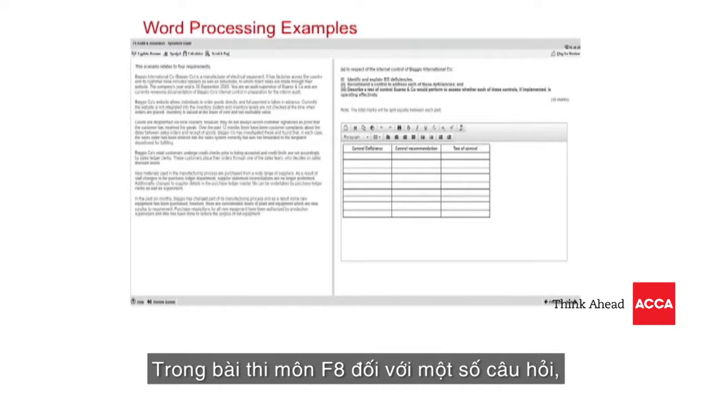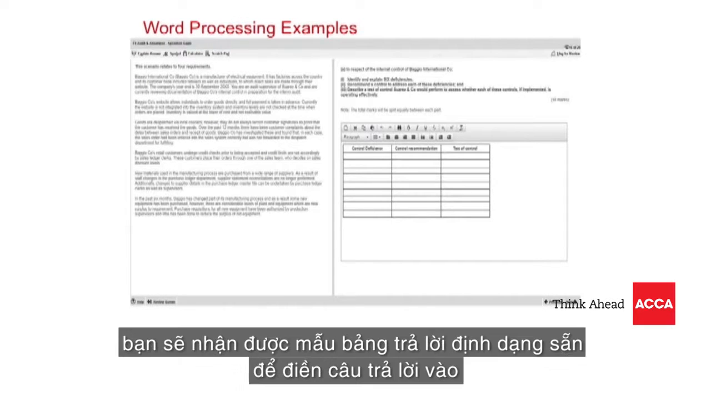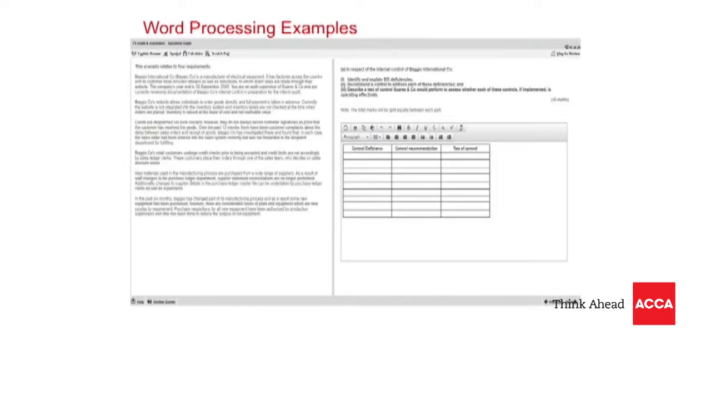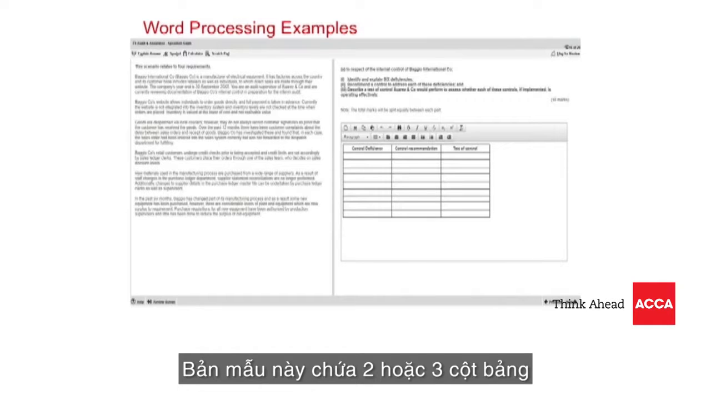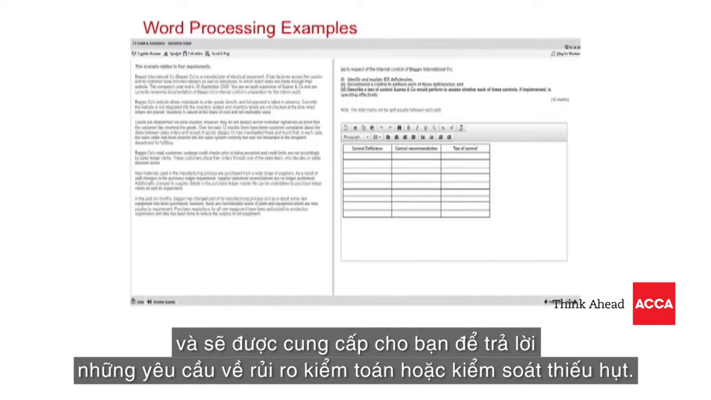In the F8 exam, for certain questions, you will be presented with a pre-formatted response template in which to complete your answer. This template will take the form of either a 2 or 3 column table and will generally be provided when you are asked to answer requirements surrounding audit risks or control deficiencies.